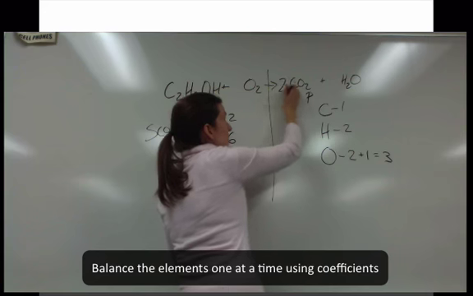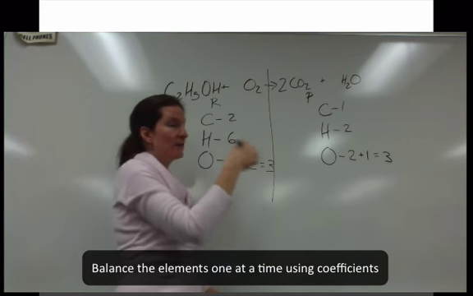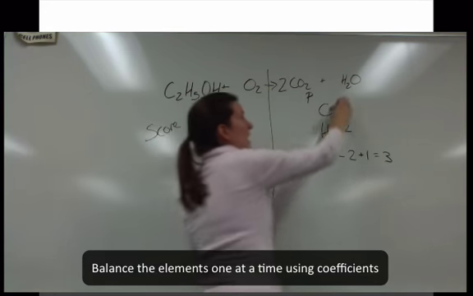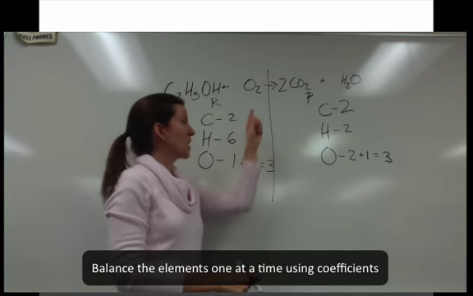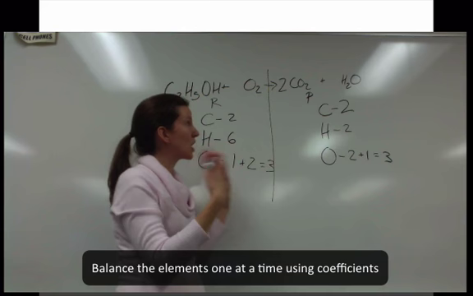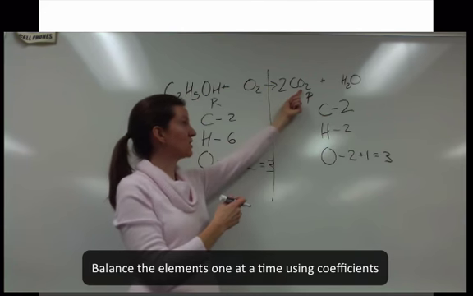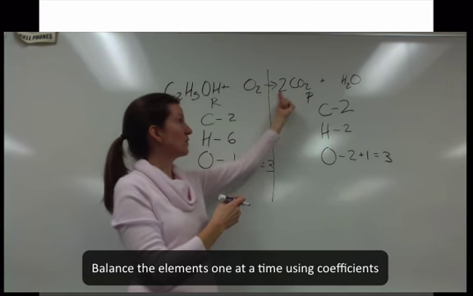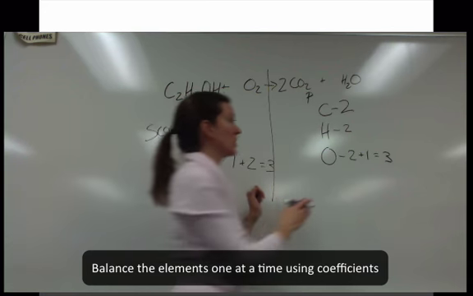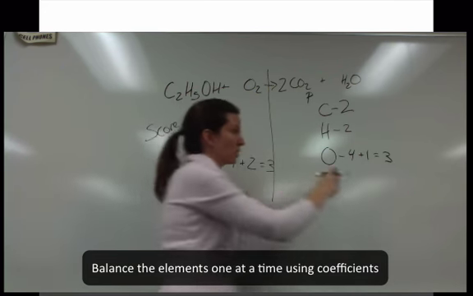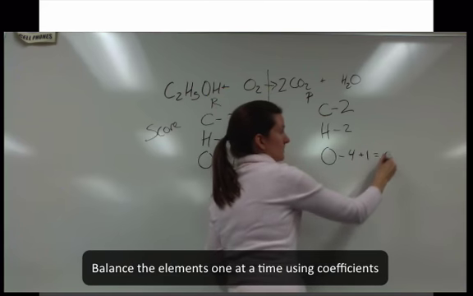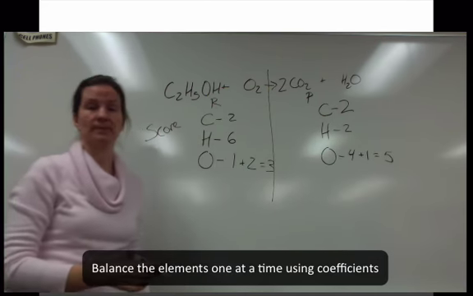Since the subscript on carbon is 1, if I multiply that by a coefficient of 2, I'll have 2 carbons, which is what I want. Now the problem is carbon is bonded to oxygen, so if I increase my carbons by 2, I also affect this oxygen. If I multiply coefficient by subscript, 2 times 2, I now have 4 oxygens for a total of 5 on this side. So my carbons are good.